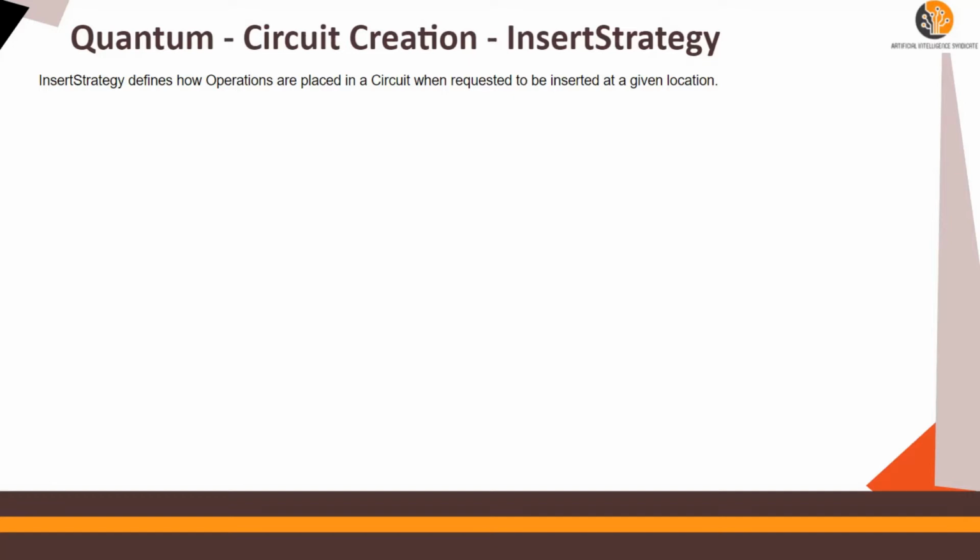Let's see. There are four types of insert strategies: InsertStrategy.EARLIEST, InsertStrategy.NEW, INLINE, and NEW_THEN_INLINE. Let's see what all of these mean. Please note that these are reserved keywords for insert strategy: EARLIEST, NEW, INLINE, NEW_THEN_INLINE.